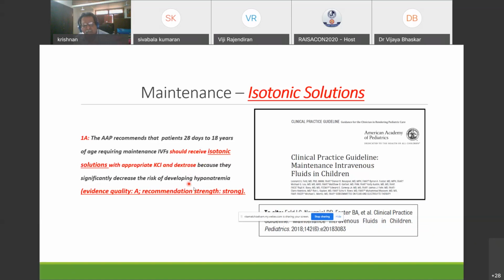So the evidence is very strong. When the evidence quality is A, you should take this as a very good guideline. So for all maintenance fluid, you have to give isotonic solution with potassium, and dextrose added if required. So the commonest fluids that we have are ringer lactate and Plasmalyte.